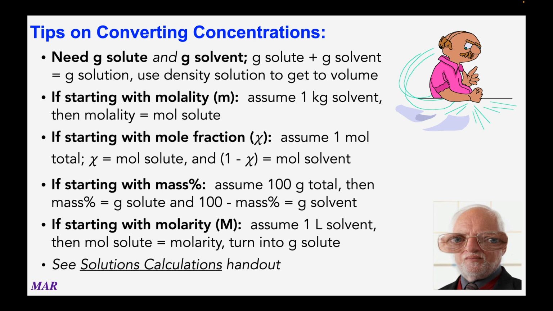If you're starting with molarity, the capital M, then you want to assume you have 1 liter of solvent. So whatever molarity number you're given, that equals the moles of the solute. You can turn liters of solvent into milliliters. And the density will allow you to find the grams of the solution, and from moles of solute, you can find the grams of solute. So grams of solution minus the grams of solute gives you grams of solvent, and you're good to go. So again, I highly recommend that you look at the solution calculations handout.